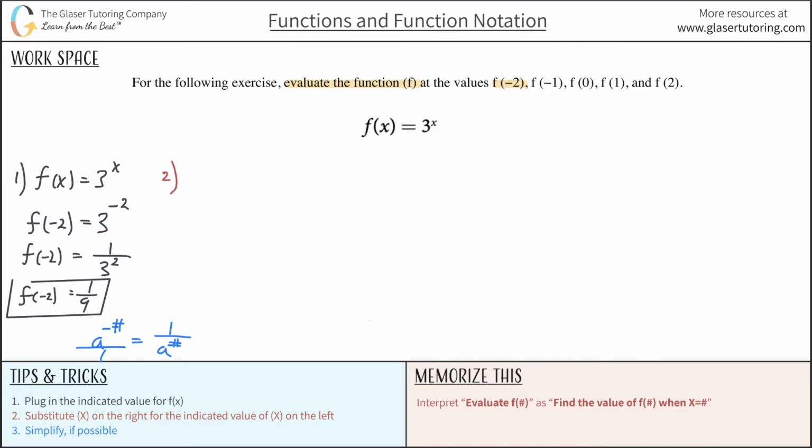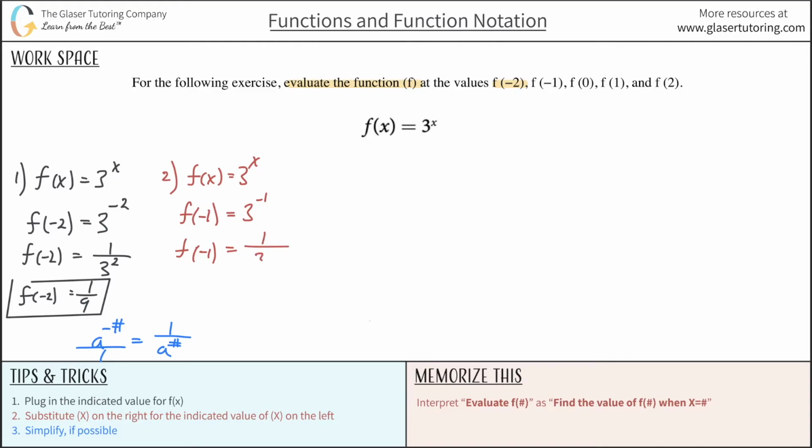Number 2. Same thing. f of x is equal to 3 raised to the x. Now we're going to take it at -1, that's the next value to do. So this is simply going to be plugging in the -1 for the exponent. Realize that we have to flip it. You can leave it like this, but we really do like to have positive exponents.